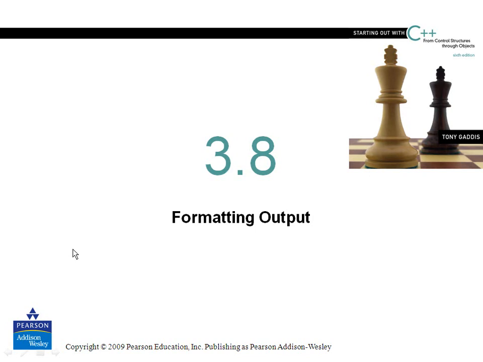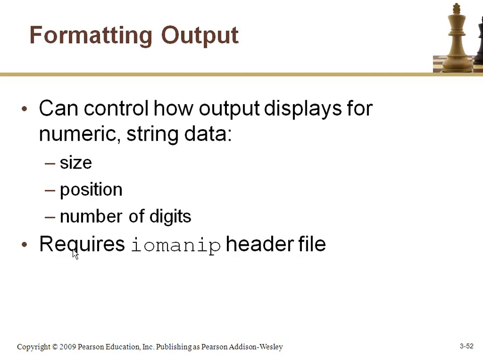Section 3.8 Formatting Output. You can control how your output is displayed in numerical form or string data by controlling its size, position, and the number of digits displayed in your output design.